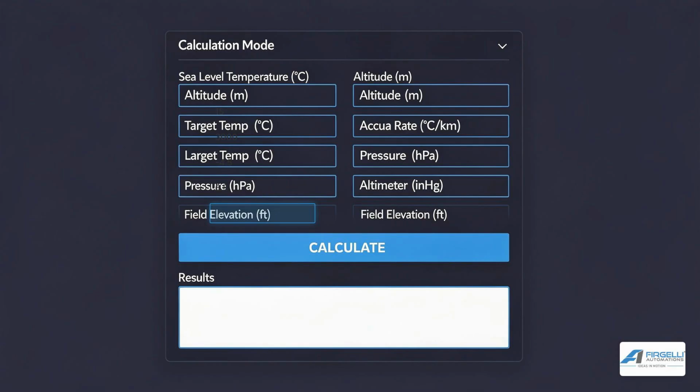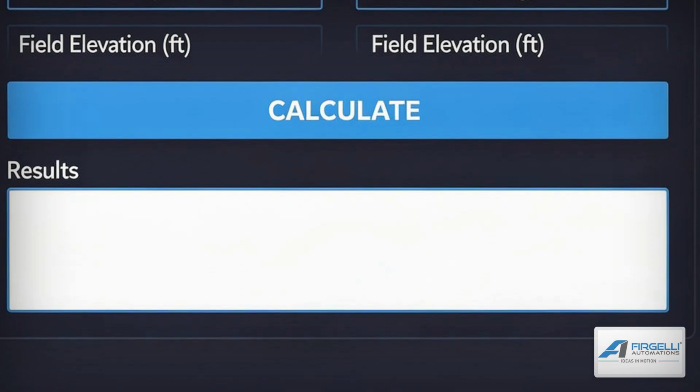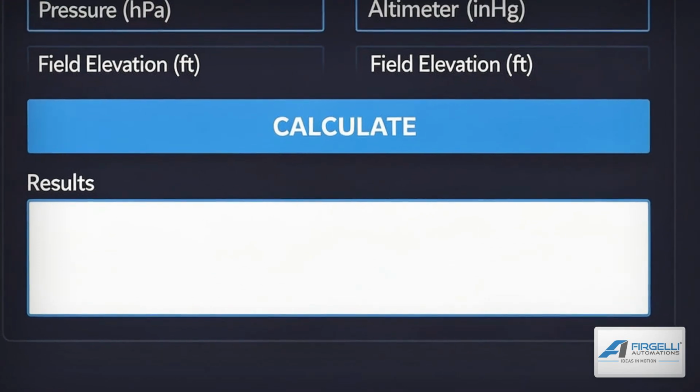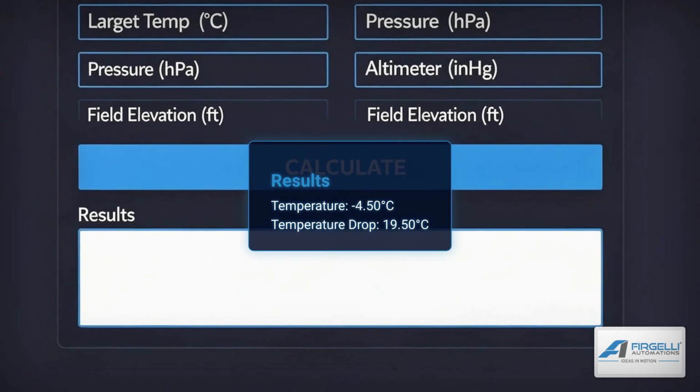I'm using 8 degrees. Input pressure in hectopascals, 1013.25. Set your altimeter setting in inches of mercury, 29.92. Finally, field elevation in meters, 1500. Click Calculate. Our results show temperature at -4.50 degrees Celsius, which represents the expected temperature at 3000 meters altitude.